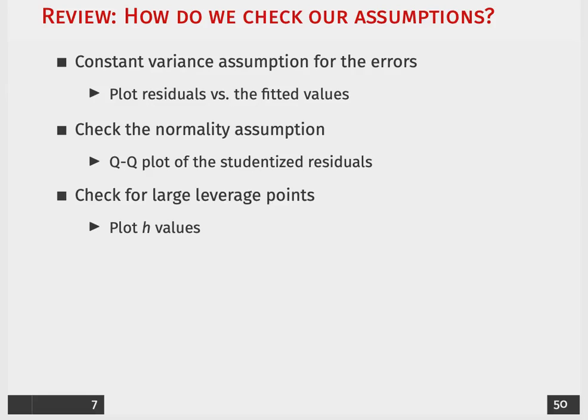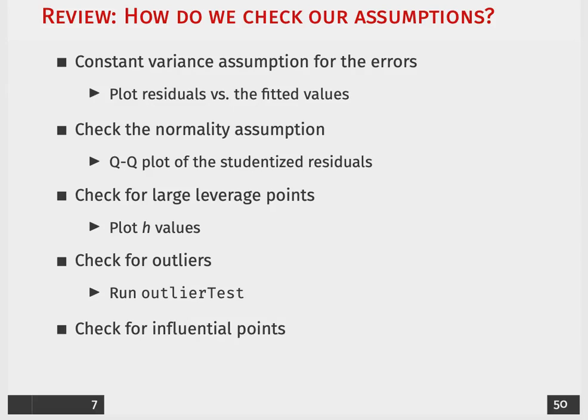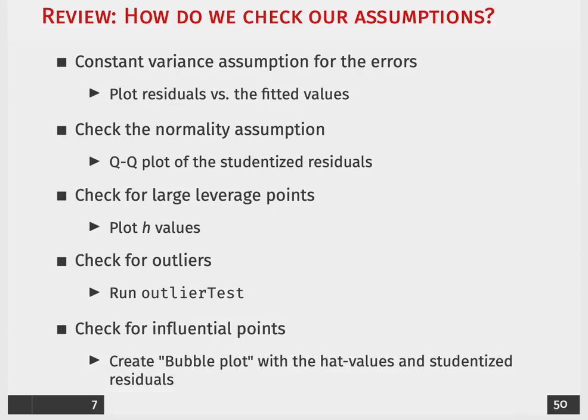Third, we can check for large leverage points by plotting H values, and then we can check for outliers just by running outlier test. Now, influential points would be a combination of having large leverage as well as large studentized residuals, and we can check that by looking at a bubble plot.